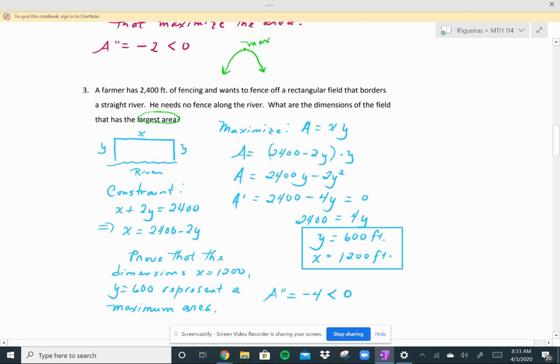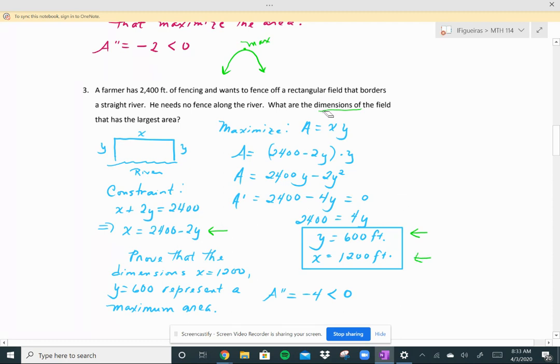So when you take the derivative, you get that A prime is equal to 2,400 minus 4y, and that's what we set equal to 0 to find our critical value. So you end up with y is equal to 600. And because I'm looking again for dimensions, the x and y, you plug in the 600 right in here, and you find that x is 1,200.